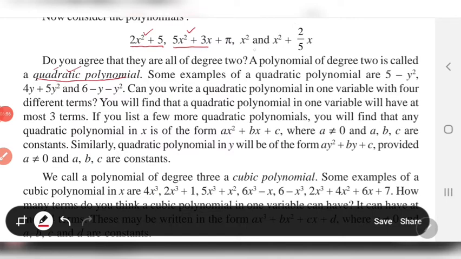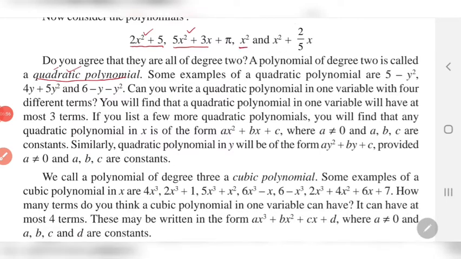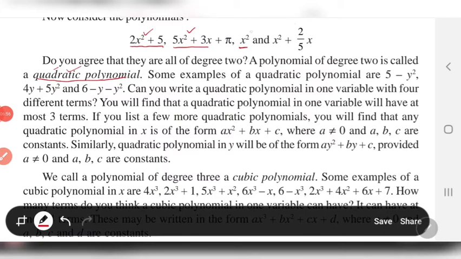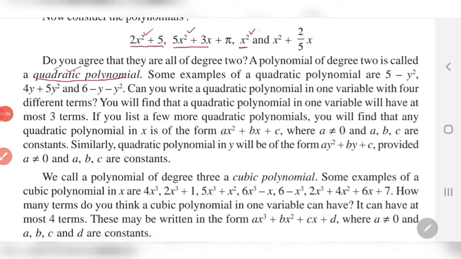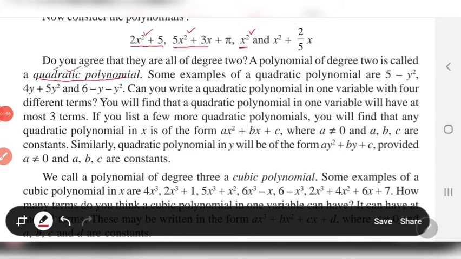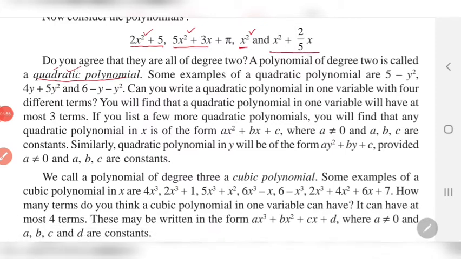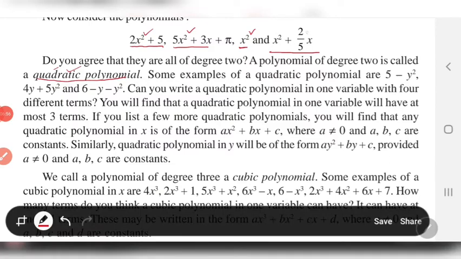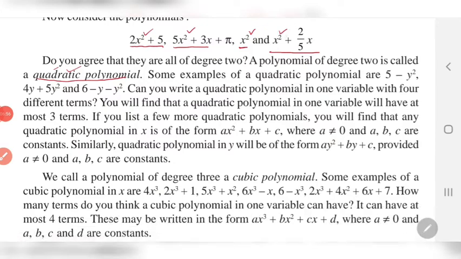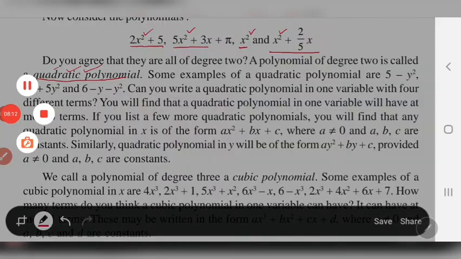One more example you can see here, just x square. So x is the variable and 2 is the exponent. So it is known as quadratic polynomial. In this another example, x square plus 2 by 5x, x has an exponent of 2, so it is also known as quadratic polynomial. So children, I hope it is clear.